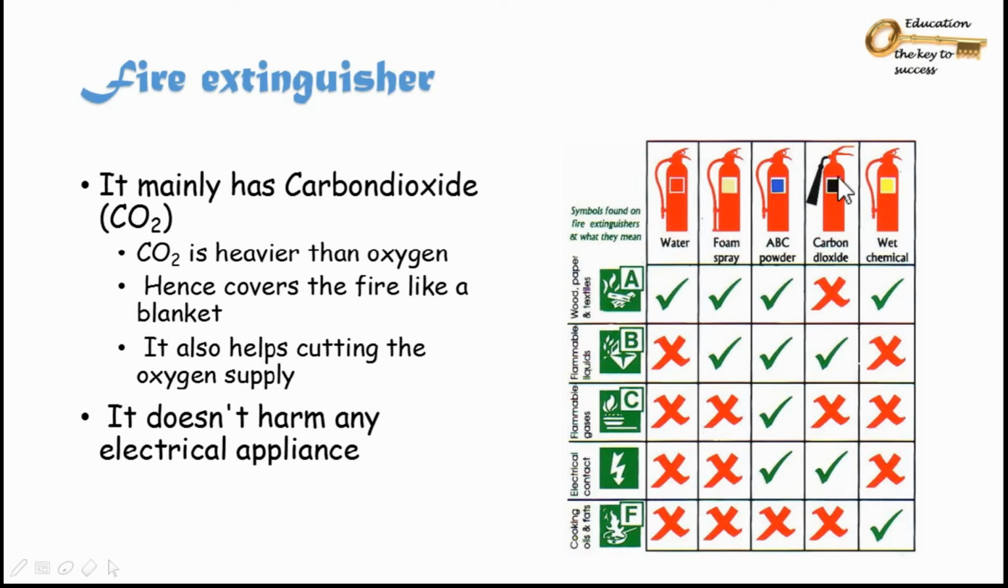For example, if it's a wood, paper or textile based fire, a water-based extinguisher would help. That's why you see a green tick. But if it's a fire caused by electrical short circuits, electrical contacts, or flammable gases, obviously you need to use either an ABC powder one or a carbon dioxide one.